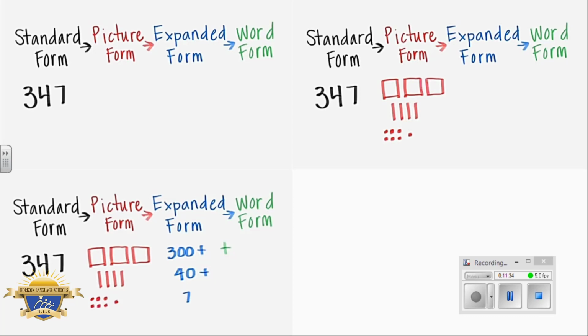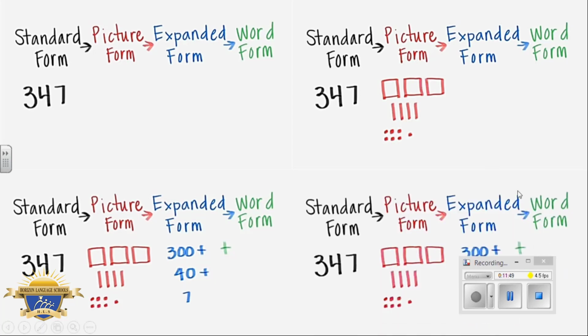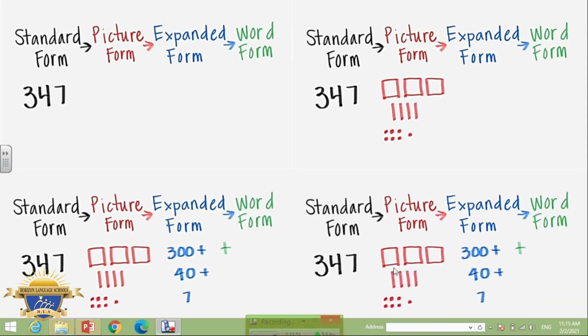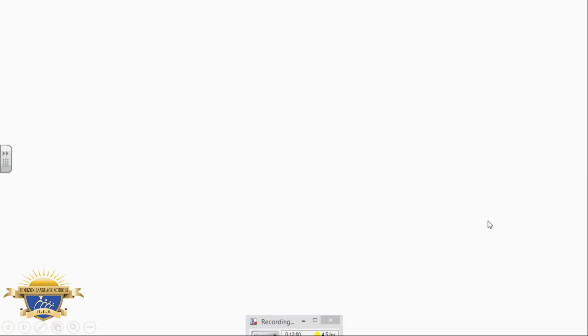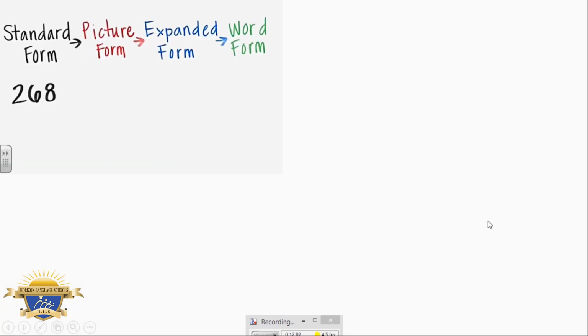Okay, the word form. We said the word form is the number in letters. So it's 347.